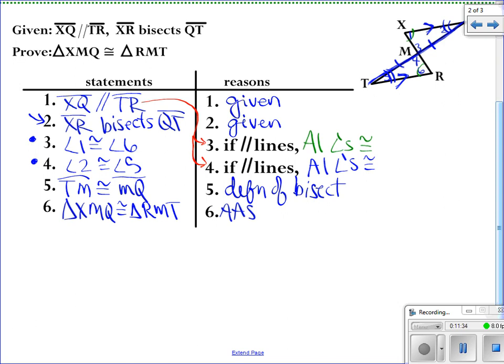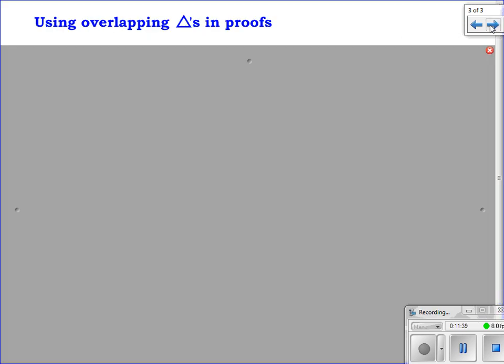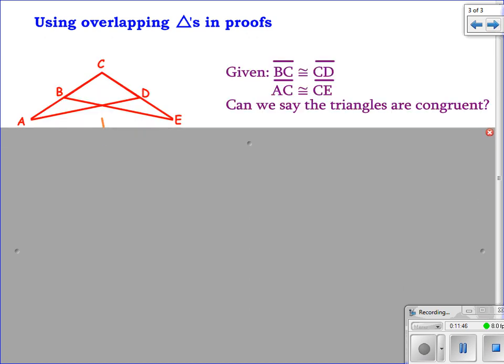Okay, last slide then. All right, there are going to be situations where you have overlapping triangles. It makes it a lot easier to draw them separately. So I'm going to go through an example here. So if they give you a picture like this, where we have two overlapping triangles, we have one that's right here, and then the other one is right there. It's better to draw them on your paper completely separate from each other, because then we can label them a little bit easier.